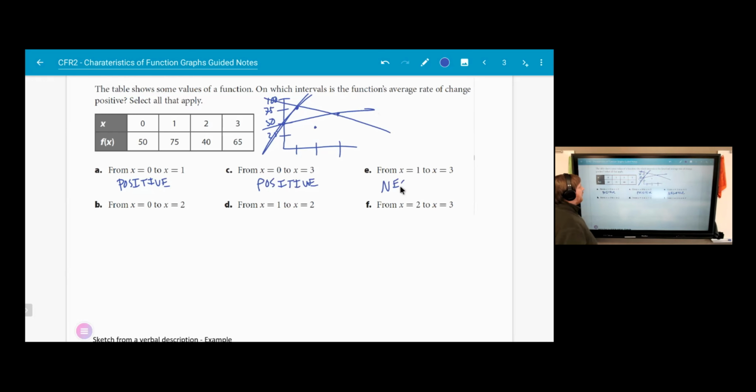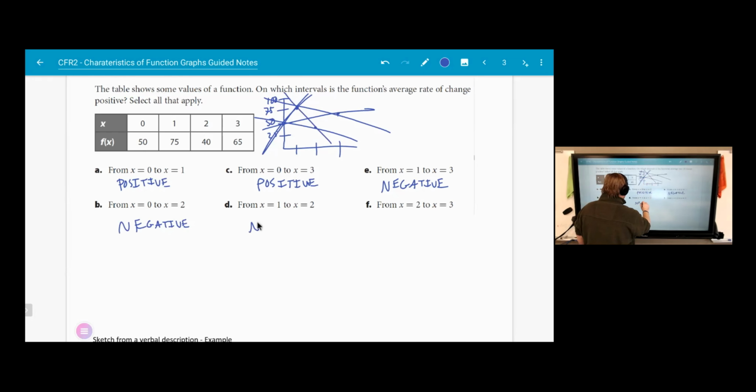From 0 to 2. That one right there, also going downhill. That's negative. Why is that? 40 is smaller than 50. Downhill. From 1 to 2, same reason, that's negative. You don't need the graph. I'm just showing you a way to do it with the graph. And then from 2 to 3, 65 is bigger than 40. This is positive.